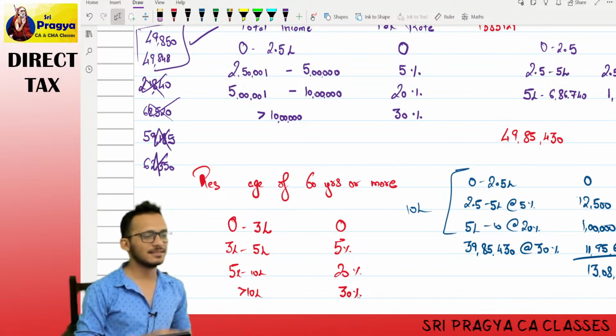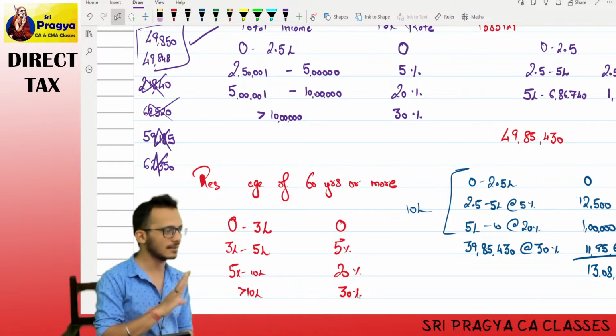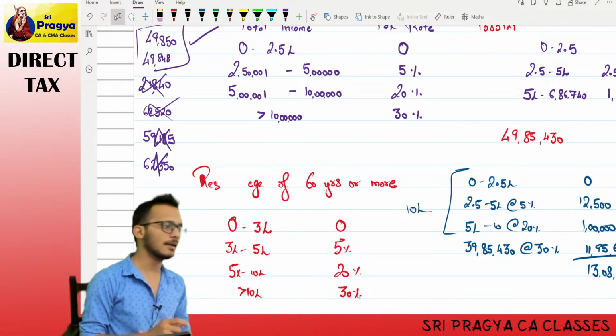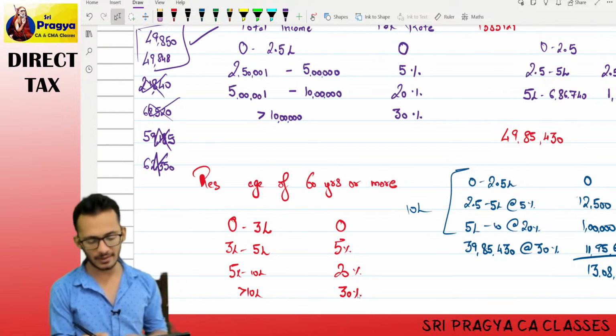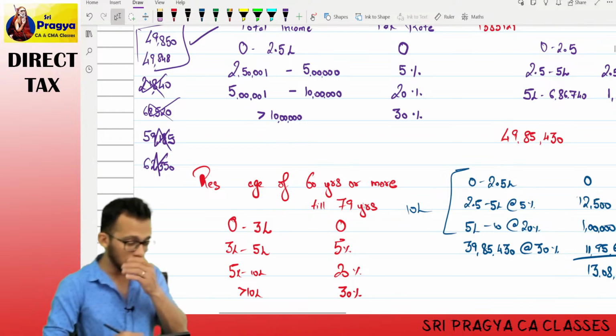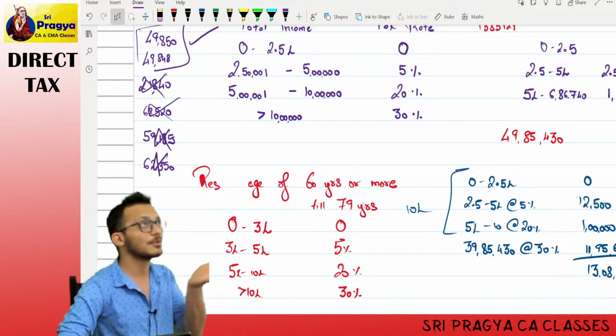The point is, if you are found to be a senior citizen, the 2,50,000 will now become 3 lakh. That is the only difference. Now, Rahul, till what age will it continue? They came and said it will continue till 79. It will continue till after 79.